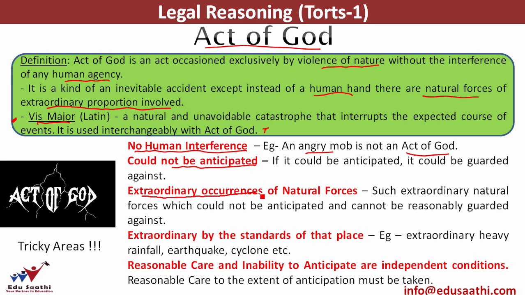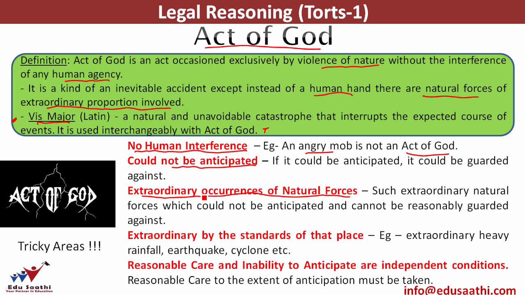Extraordinary occurrences of natural forces: the proportion of the natural forces should be extraordinary, which we already discussed before. Such extraordinary natural forces could not be anticipated and cannot be reasonably guarded against. For example, a tsunami. It could not be anticipated by the weather departments, and could not be reasonably guarded against due to its unforeseeable nature.